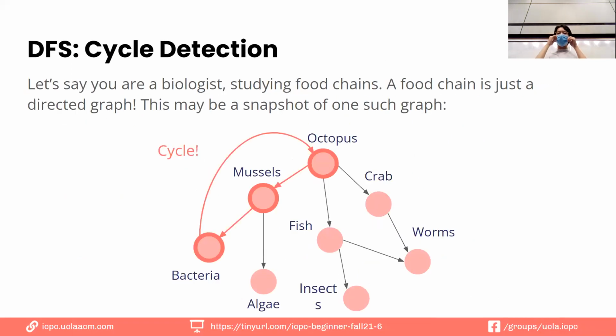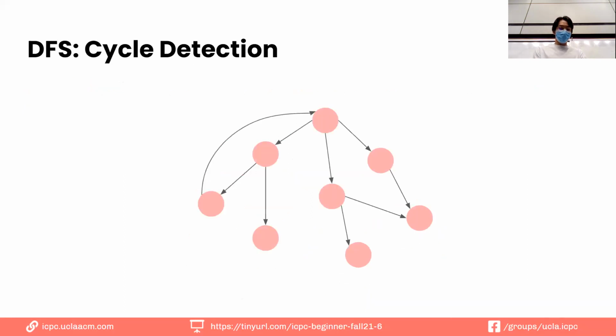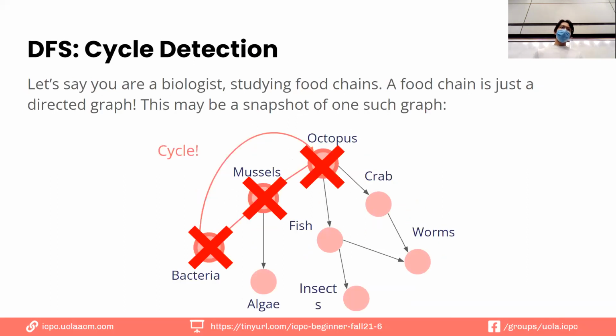So why do we want to know this? For example, if we're biologists studying food chains, we want to know about cycles. If, for example, mussels all die out, then the predator of mussels, octopuses, I think, will all die out. And the bacteria will also all die out because bacteria feed off of the octopus and so on. So cycles are important when we look at examples like food chains.